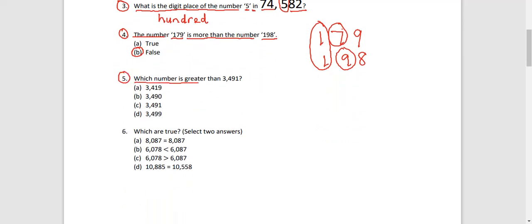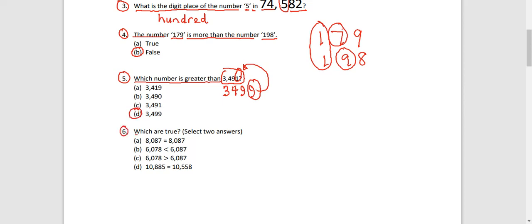Question 5. Which number is greater than 3,491? So all I need to do is check all the options. If you look at option D, we have 3,499. The last digit is 9 here, the last digit is 1 here, and 9 is more than 1. So this is greater, option D.